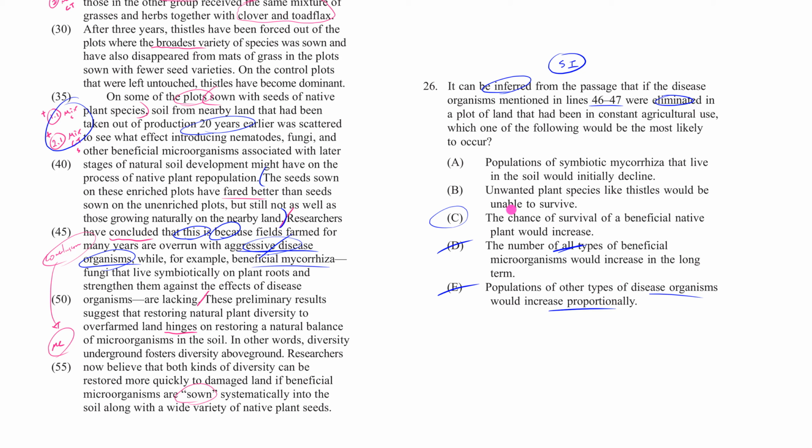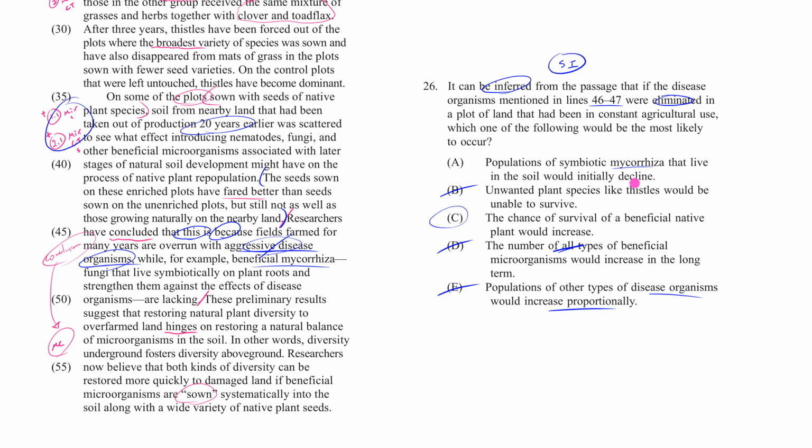Okay, so thistle is something we already stopped talking about in the second paragraph. They both pushed out thistle. In this paragraph, we're talking about how well the mixture of native grasses and herbs fared. So it's not about thistle anymore. And population of symbiotic mycorrhiza would initially decline. Again, this is kind of like D in that it's talking about the symbiotic, the good microorganisms.